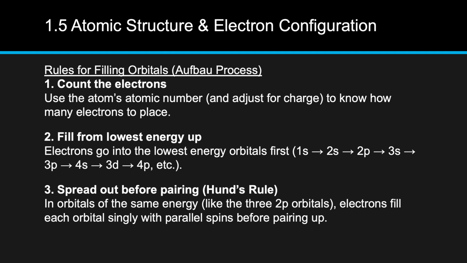If you read the periodic table like a book, it's going to go in order from left to right, top to bottom. So it's going to go from 1s to 2s to 2p to 3s to 3p, and then when you get to 4s, you're followed by the 3d orbital, and so on and so forth. And then finally, you're going to spread out before pairing. So when you're in the p, d, or f orbitals, you have to put 1 electron in each of the orbitals before coming back and doubling up. That is known as Hund's rule.